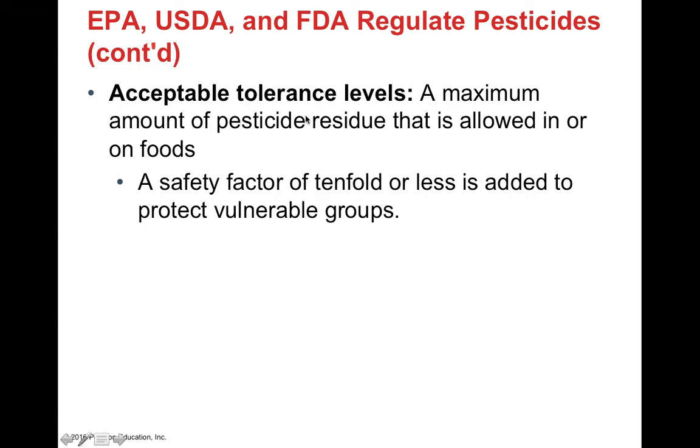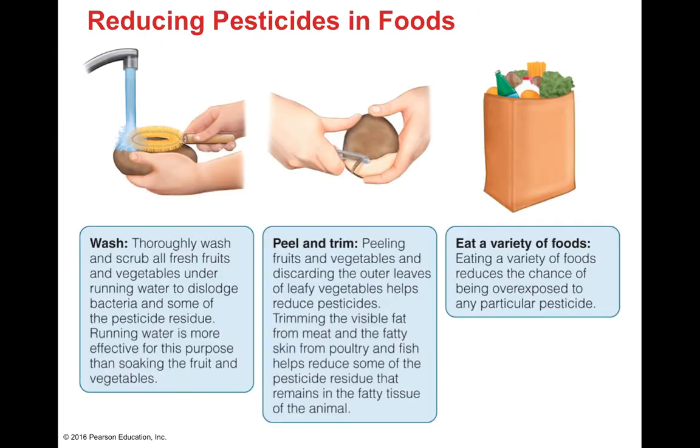An acceptable tolerance level is going to be the maximum amount of residue that's allowed in or on the food. And typically we have a safety factor of tenfold that we add to protect vulnerable groups. So if the acceptable tolerance level is actually 1, we're going to say that it's 0.1. That way anybody who has a compromised immune system, etc., or is particularly vulnerable to foodborne illnesses is only going to be exposed to 1/10 of the level that we think is considered acceptable for a normal, healthy individual. However, that doesn't mean that your levels are going to be 0.